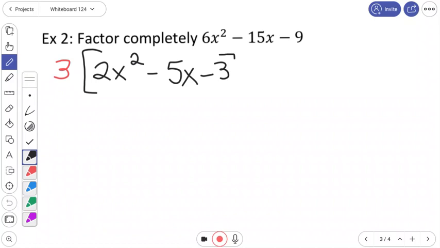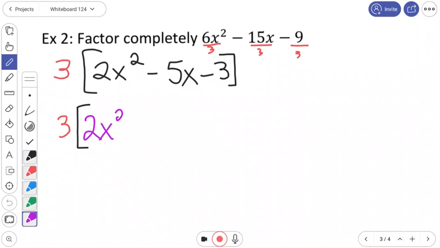3, right? We divided all of these terms by 3, okay? And what's in the brackets is what's left over. So every single time we do this, we just want to bring down what's already been factored out, and we want to rewrite the trinomial that's inside the bracket, right?